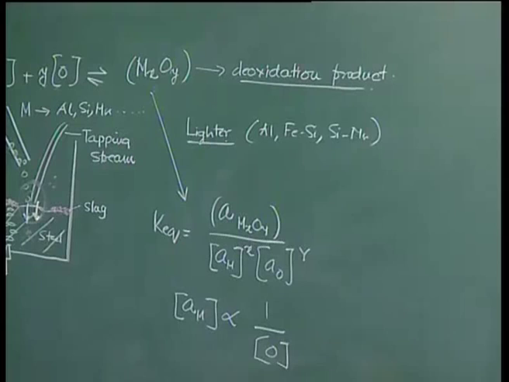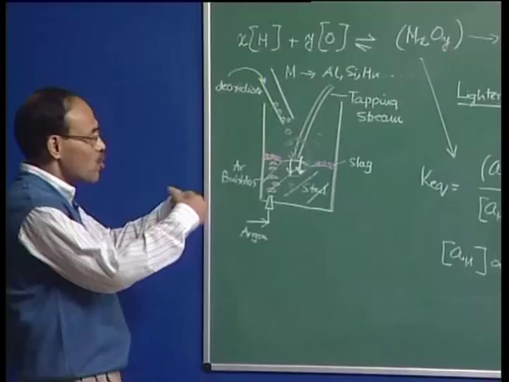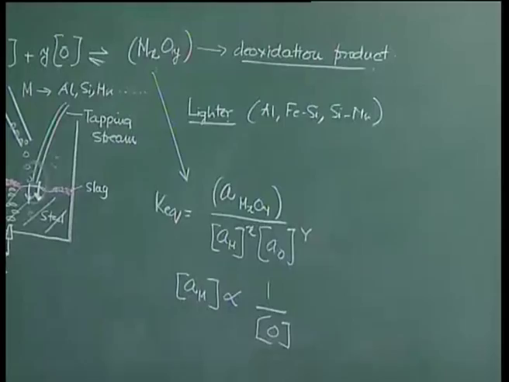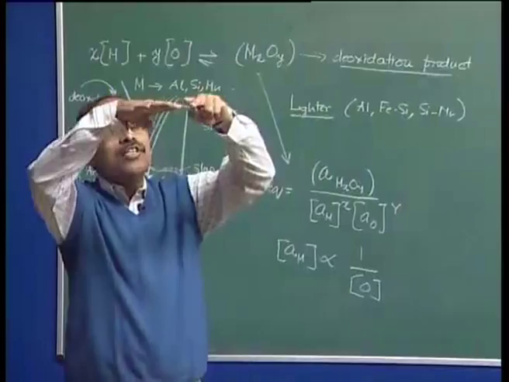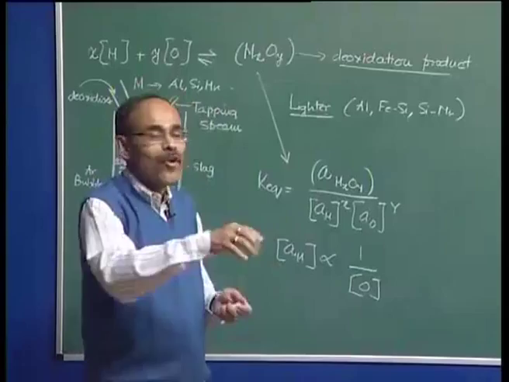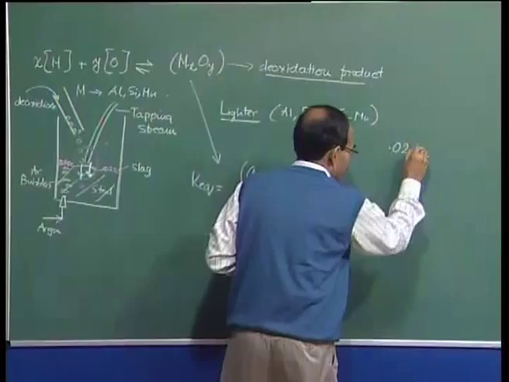So, therefore, the lower and lower the oxygen we wish to achieve, the greater and greater is going to be the concentration of metal in the bath itself. For example, if you use aluminum, suppose you decide that your final level of oxygen you want is 50 ppm. Then you get a residual amount of aluminum, say 0.02%. I am just arbitrarily quoting a figure for 50 ppm final oxygen.